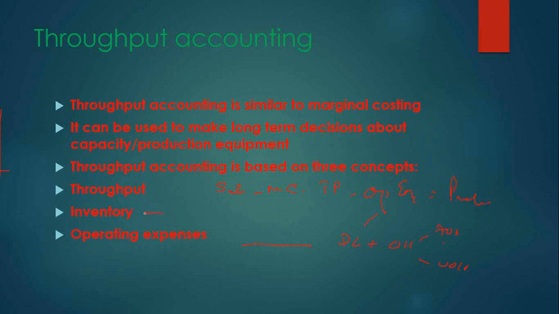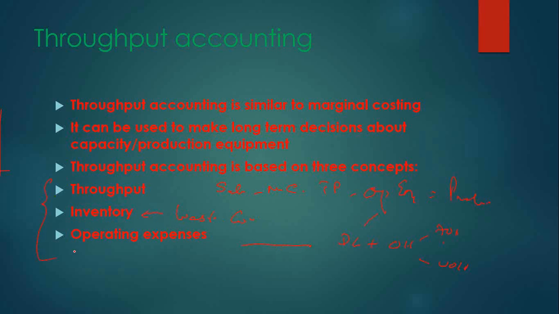And also they believe inventory is a waste cost. They don't believe in keeping inventory. So any inventory is going to add cost to your production, and that is a waste, and that is going to reduce your throughput. So the throughput accounting is based on three concepts: the throughput, inventory, and operating expenses.